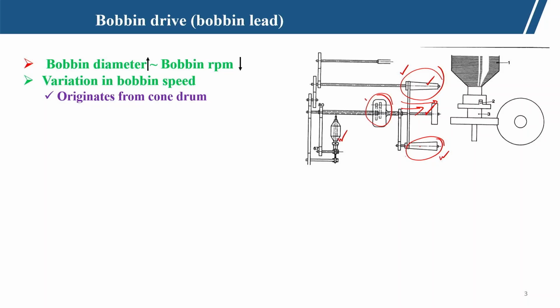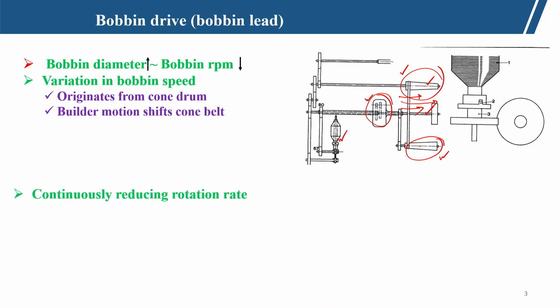This is the epicyclic gear system that we will discuss in detail, and builder motion shifts the cone belt. This shifts the cone belt, and continuously reduces the rotation rate of the bobbin.